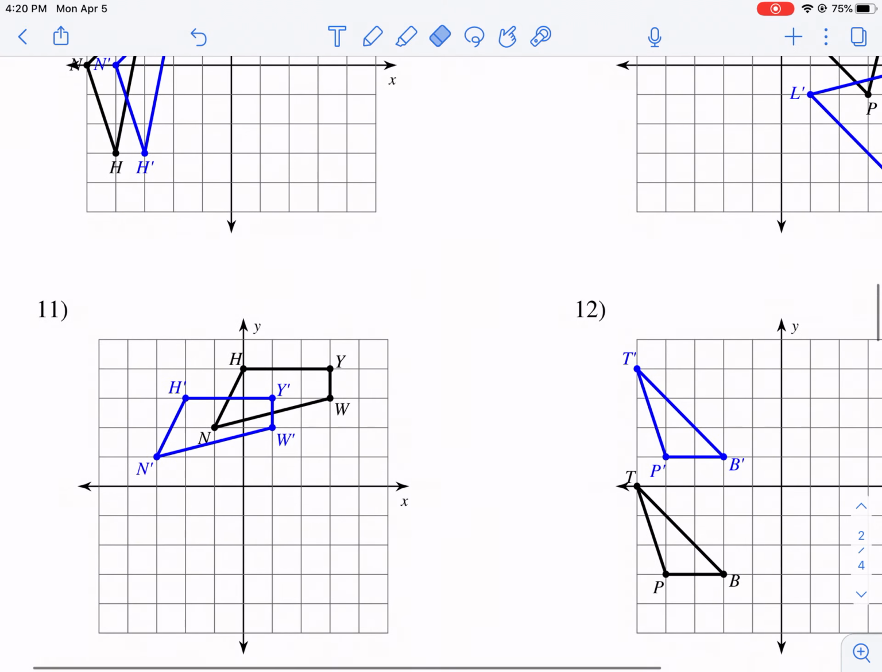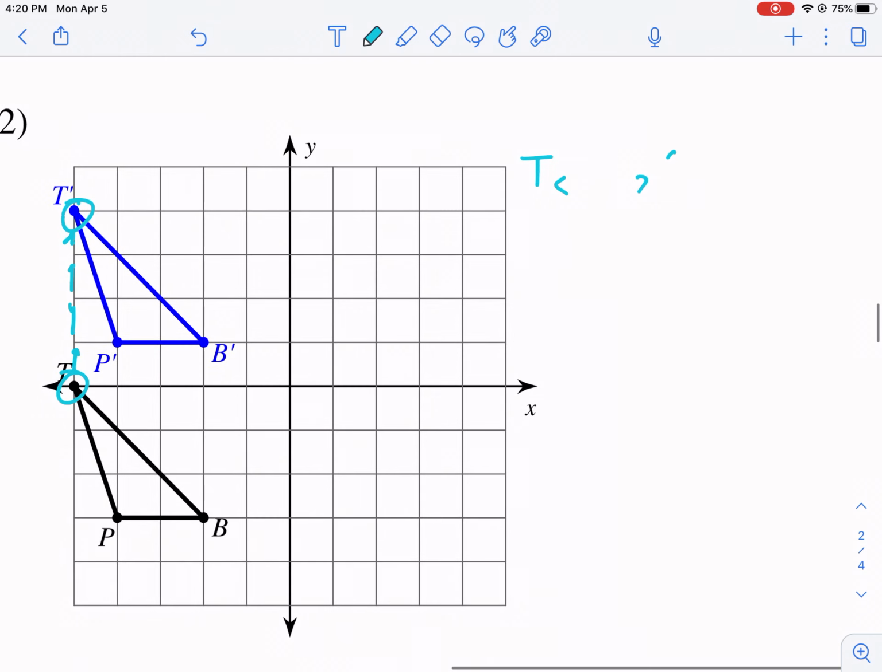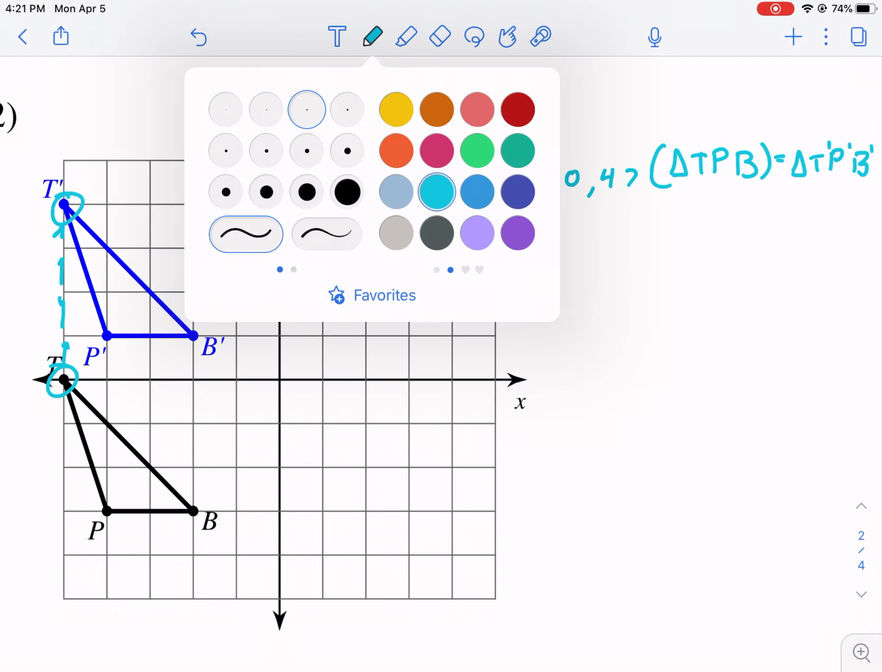Let's do maybe one more here. Let's do number 12. Okay, so here we're going from T to that T. We go up 1, 2, 3, 4 units. Okay, so this one would be T, bracket. Okay, and then in parentheses I put my pre-image, triangle T, P, B. Okay, and this gets translated to triangle T prime, P prime, B prime. And then I go up 4 units, as I said, so that's my y value. And then I'm going left and right, nothing. I don't go to the left, I don't go to the right, I stay right in line. So that is going to be a 0 for my x value here. And that would be my final answer.